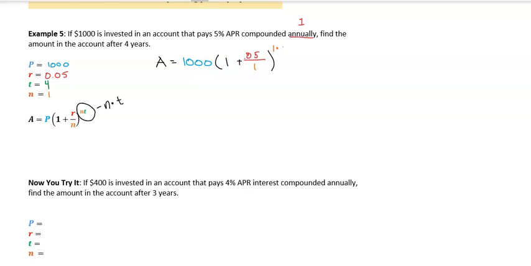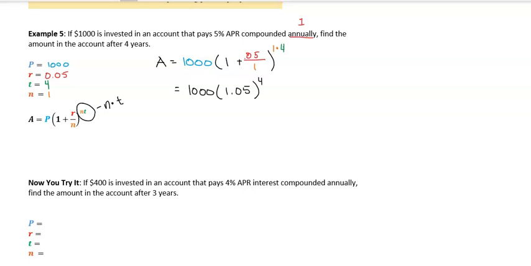All right, so now the hardest part for most people is to put this in your calculator correctly. So if you don't have a graphing calculator, you just want to do this a step at a time. So let's take the first step. We're going to leave the 1,000 on the outside, order of operation. And in here we get 1 plus 0.05 over 1, which is just 0.05. So we get 1 plus 0.05 is 1.05. And then 1 times 4 is just 4.